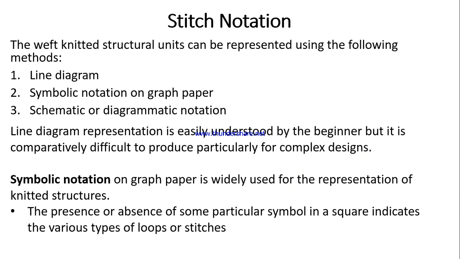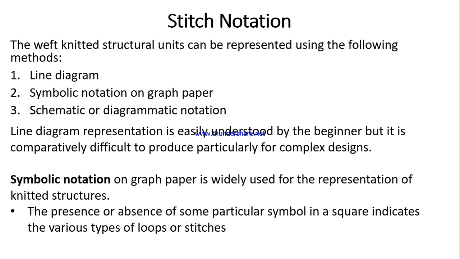But when there is a complex design, it is easy to draw the line diagram for single jersey or plain knitted fabric. But in case of double jersey fabric, when there are two sets of needles and two sets of threads, and those threads are performing some tuck and float stitches, then it is very difficult to draw the line diagram, and it is very difficult to understand the line diagram also.